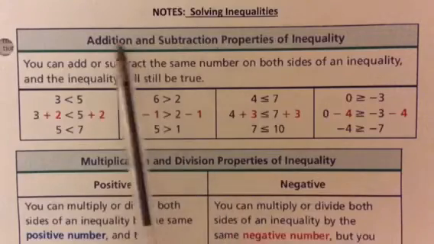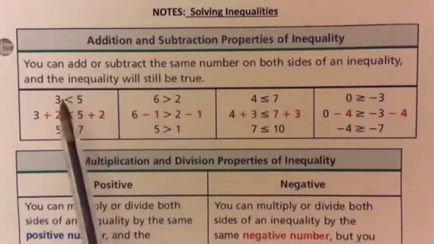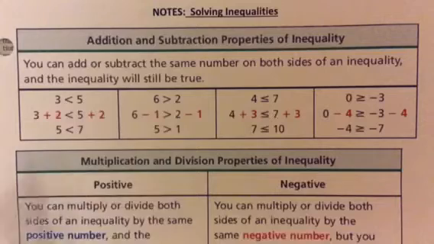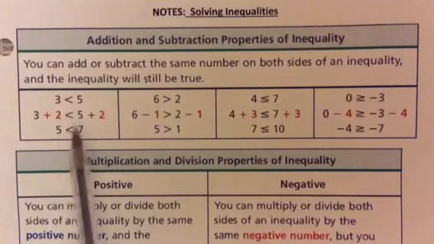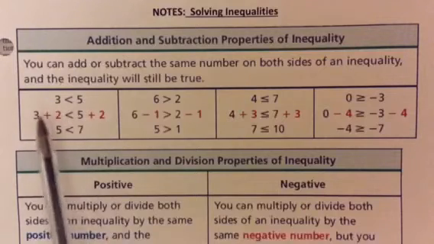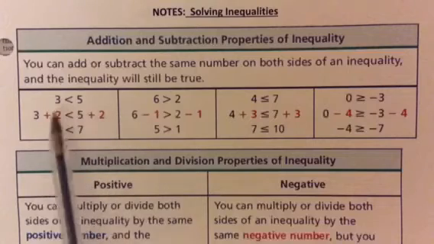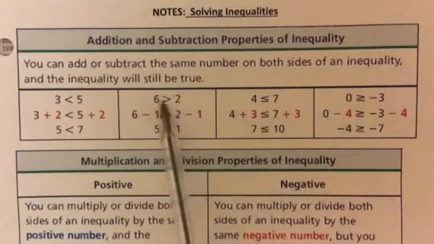So when you have the addition or subtraction property of inequality, we know that if 3 is less than 5, and if you would add 2 to each of those numbers, you would get 5 is less than 7, which is a true statement. So when we start to solve inequalities, remember whatever we do to one side, we have to do to the other. So we just want to make sure now that when we do that, we have a true statement here since it's an inequality.